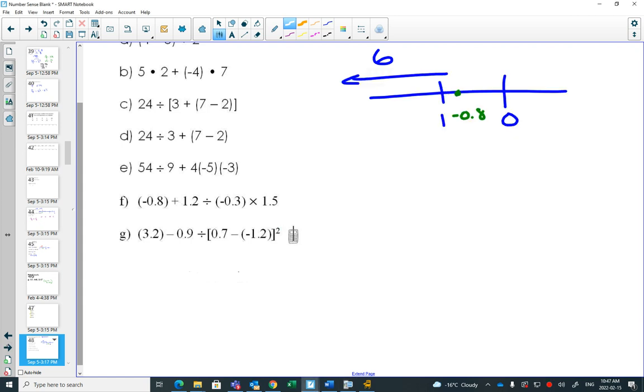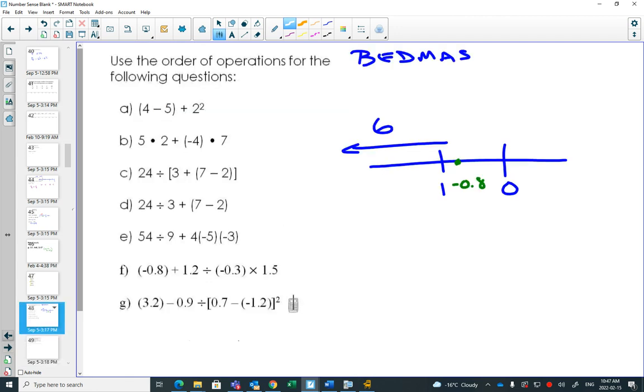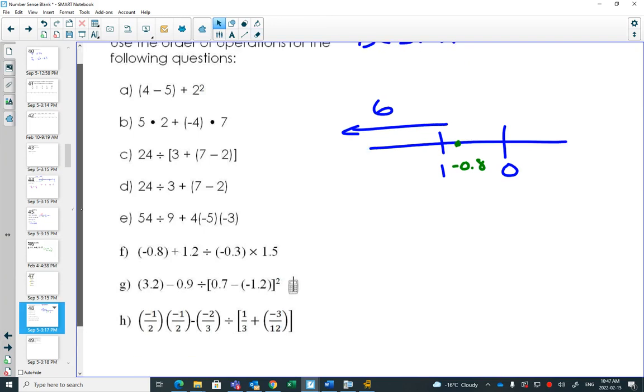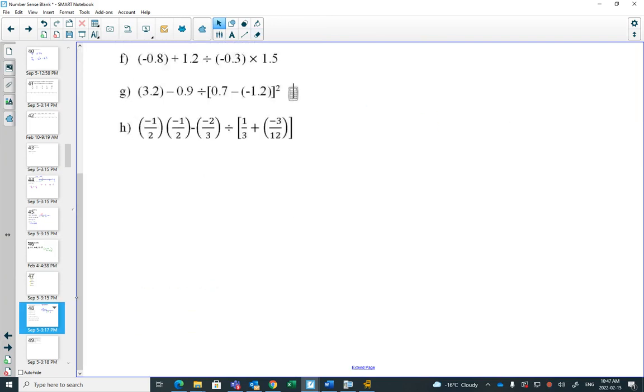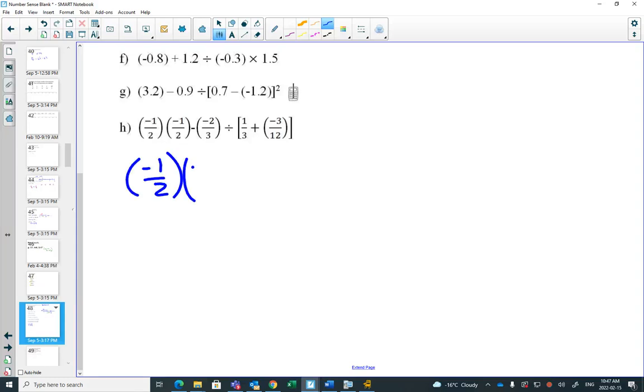And one more. Here we go. We're on the last one, H, with fractions. Oh my goodness. Do we have brackets? Yes. Do we have something we have to do in the brackets? Yes. Okay, so I'm going to rewrite negative 1/2, negative 1/2, subtract negative 2/3, divided by, and in my brackets, how do I add fractions? I need a common denominator.